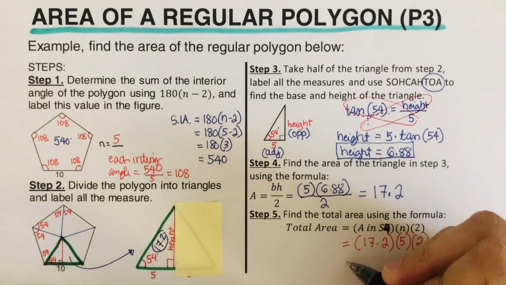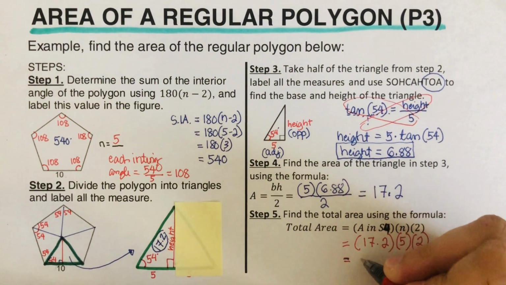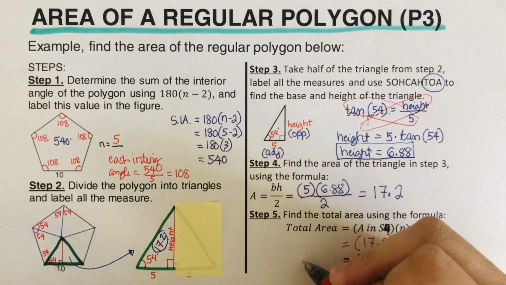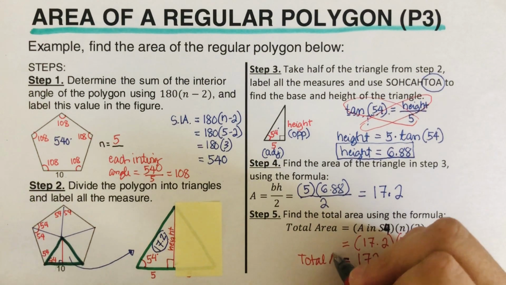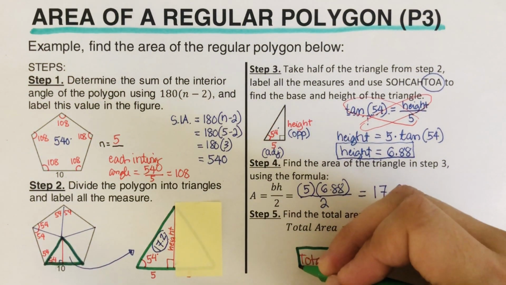So then from here, we go ahead and multiply these all together. And this should come out 172. And this is the total area. This is the area of the polygon.